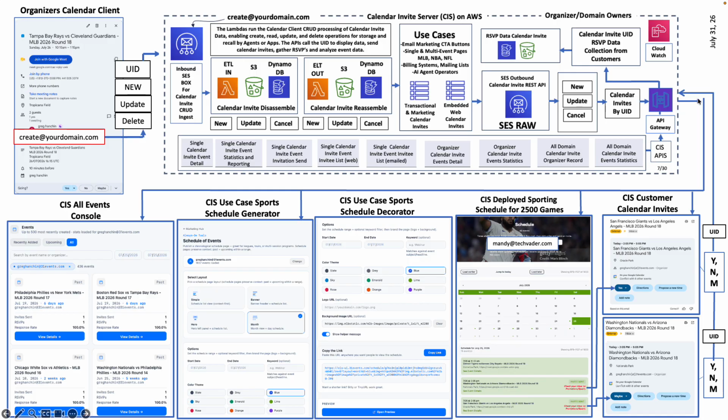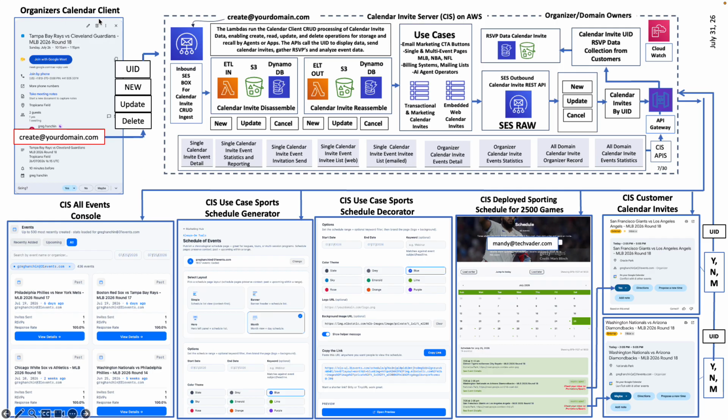You'll see that the CIS APIs here go out on a GET request, and they build out these pages here. These pages are essentially consoles for the data to actually look at the specific events themselves. In this case here, 2,500 MLB events. This here is a schedule generator. You can actually generate a schedule on the fly. You can decorate it and come up with a scheme, color scheme. And this system here all comes with the Calendar Invite server. So that's the quick review.